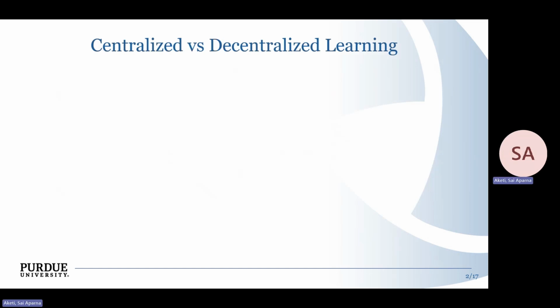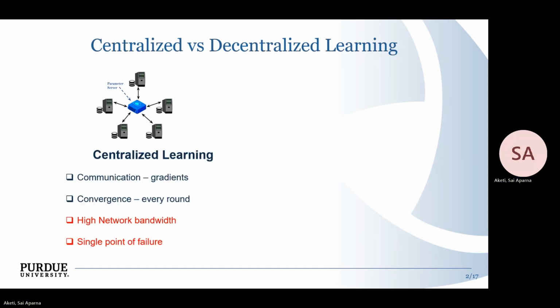Distributed learning can be divided into two streams, centralized and decentralized learning. In the centralized setup, you have a parameter server that acts as a master, and all the edge devices are connected to the server. These edge devices compute the gradients on the local data and communicate it with the server, which aggregates these gradients by averaging them and sends it back. The convergence happens at every communication round. These setups are known to have high network bandwidth and a single point of failure.